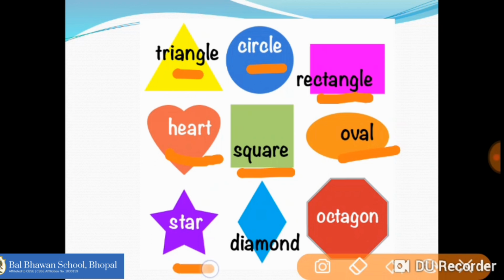Next shape is a star. Is a star a polygon? Yes, of course. A star is a closed shape and it is made up of line segments only. Next shape is a diamond. Diamond is also a polygon because it is also a closed shape made up of line segments. There are 4 line segments in this shape. And finally we have octagon. Octagon is a closed shape made up of 8 line segments. So this is also a polygon.